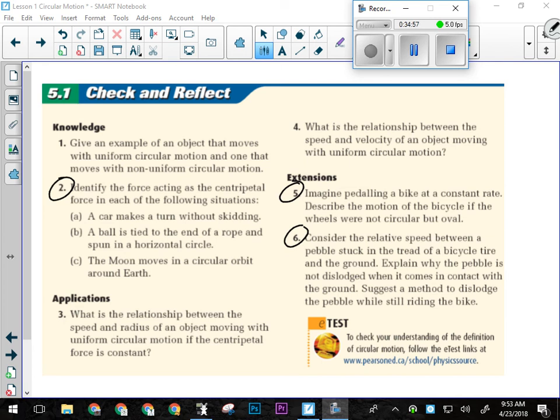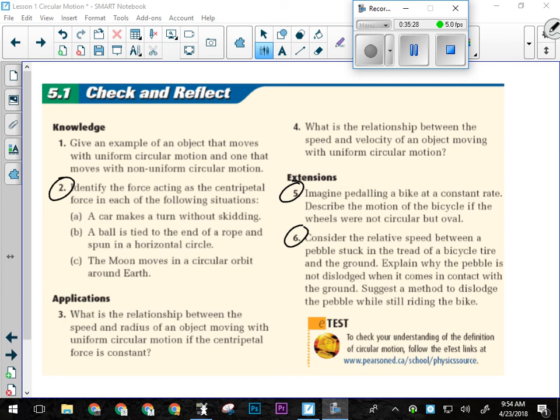Okay. All right, B, a ball tied to the end of a rope and spun in a circle. Tension, yeah, the tension in the rope is what's keeping it in the circle there. Okay, and the moon moving in a circular orbit around the Earth is gravity, yeah. Okay, lots of things can act as a centripetal force. All right, gravity is probably the most common one. Okay, friction is also very common. Okay, and if you're just whirling something, then there would be tension or some other holding force.